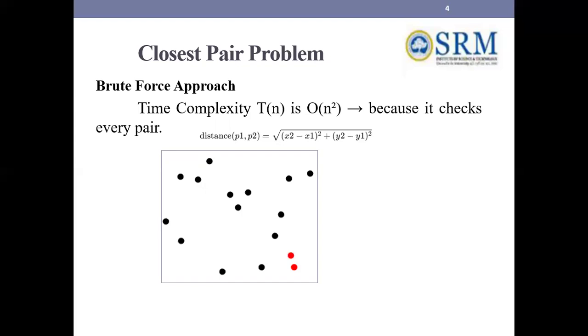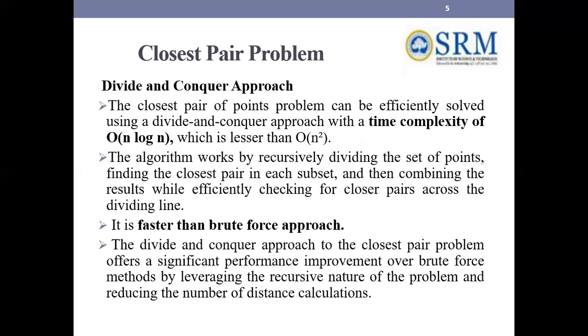Next, we will see the divide and conquer approach. How we can reduce the time complexity from order of n square to order of n log n by applying the divide and conquer approach. So the time complexity is order of n log n. What is the divide and conquer approach? Generally, the problem is divided into a number of sub-problems, and the sub-problems are solved recursively or individually. Then the results of the sub-problems are combined to get the solution to the original problem.